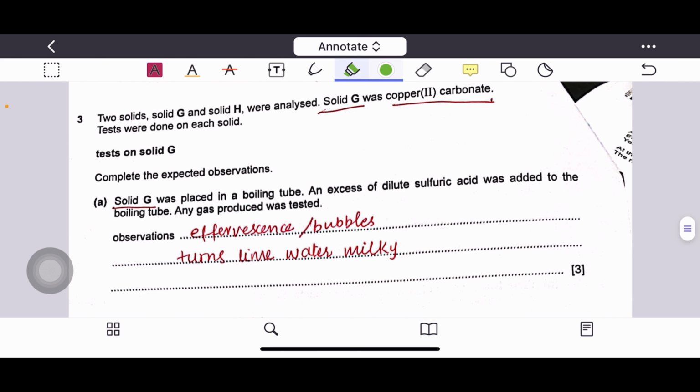Question number 3 is from test of ions. Two solids G and H were analyzed. Tests were done on each solid. Test on solid G, complete the expected observations.